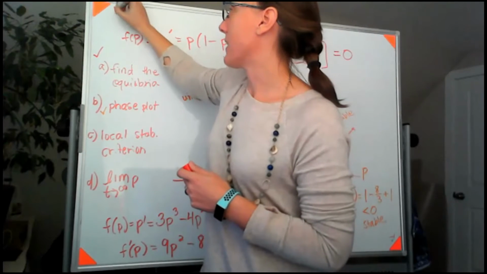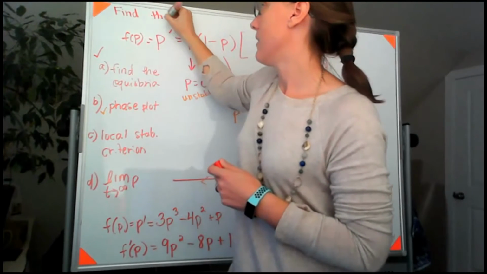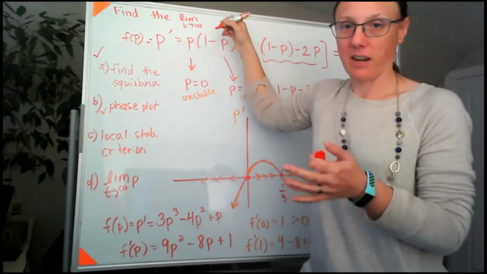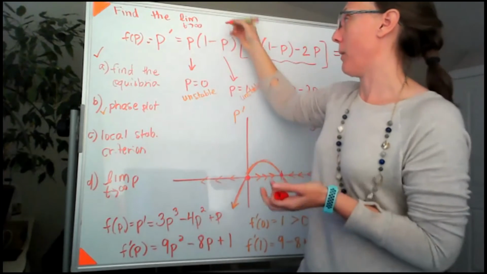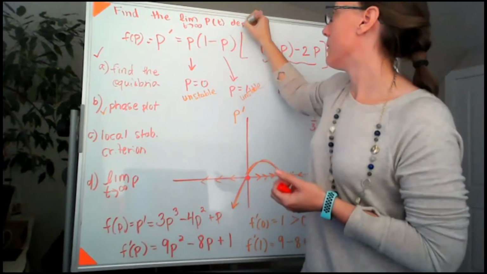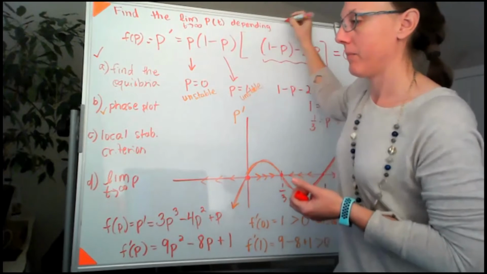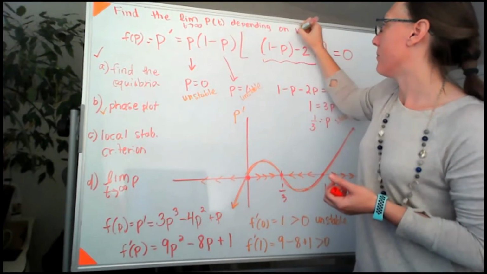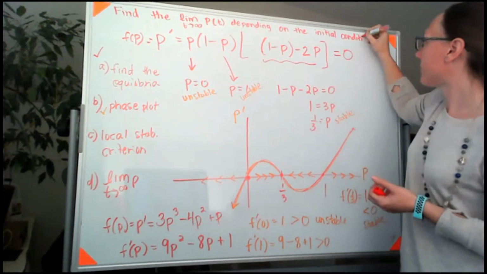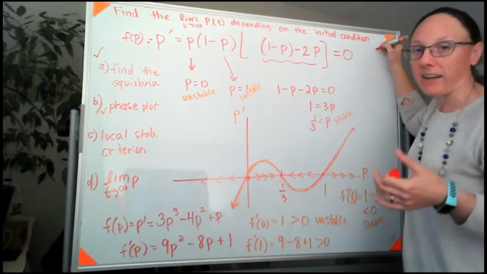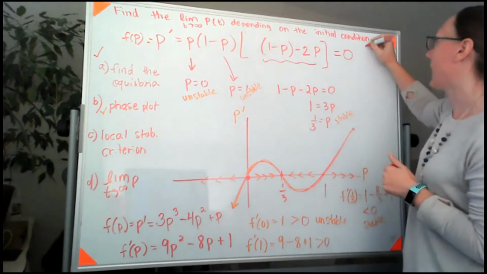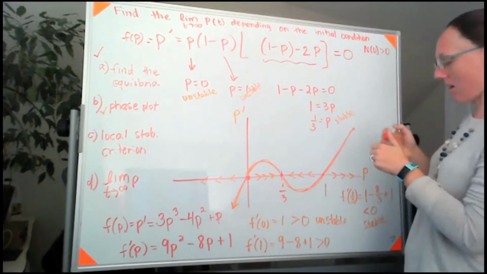So what this says is find the limit as t approaches infinity. And in the homework problem, it's n. Here we're talking about p, so I'll use p of t, depending on the initial condition. And for that problem, he gave us an initial condition that n of 0 was greater than 0.